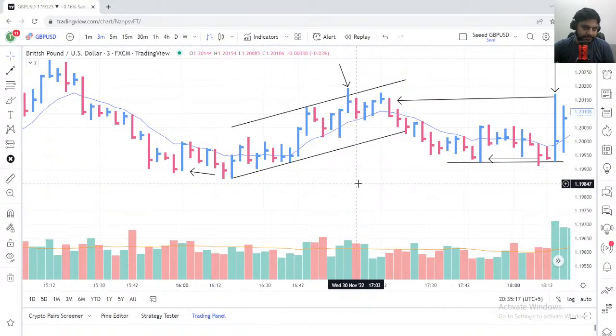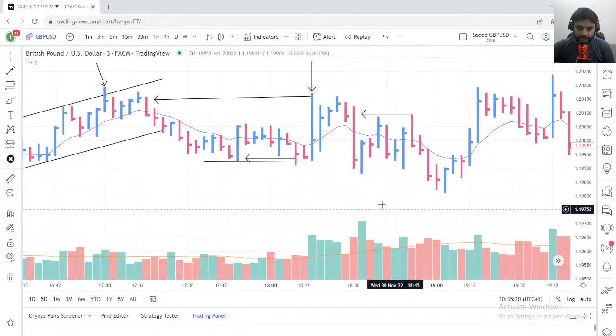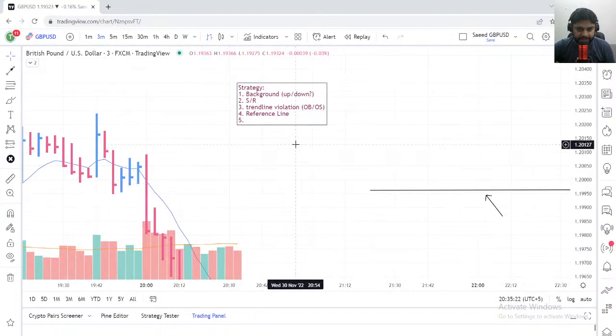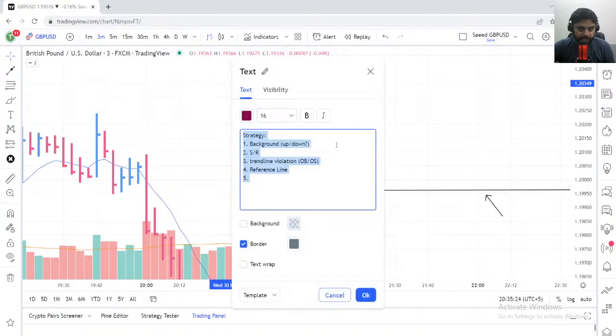Very simple, isn't it? So if you have this reference line, you understand the background, you understand that the market is either on support or below the resistance. You also understand the trend line violation, which is overbought or oversold. You understand the reference line. Now finally you have the entry bar. So what's the entry bar? Entry bars. You have 6 types of entry bars.